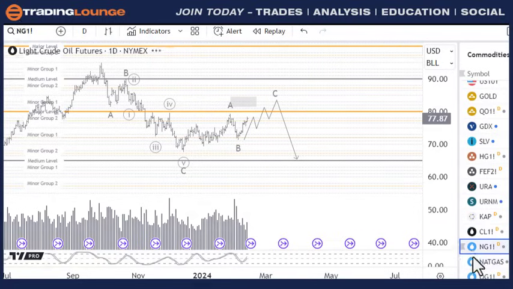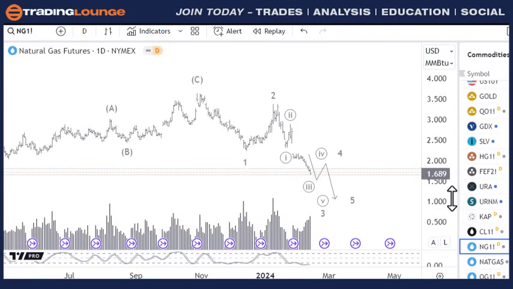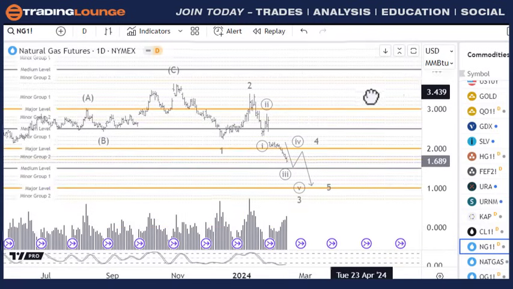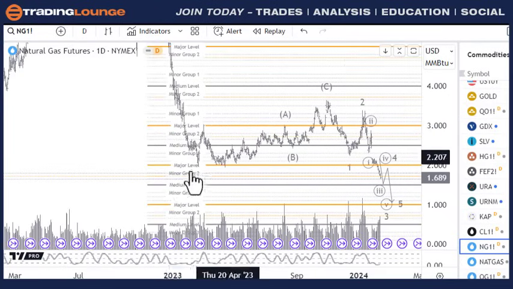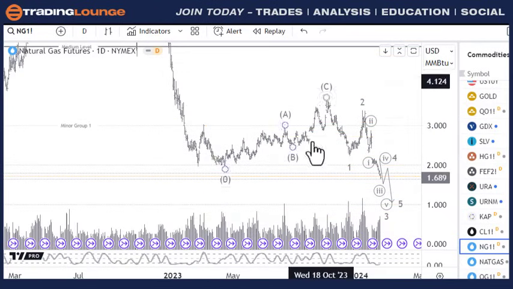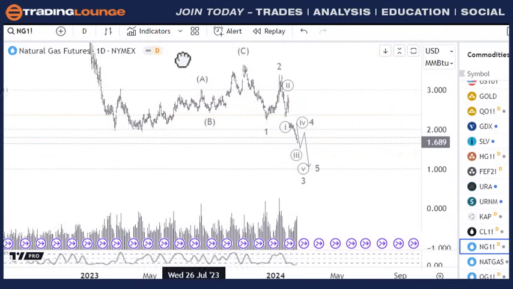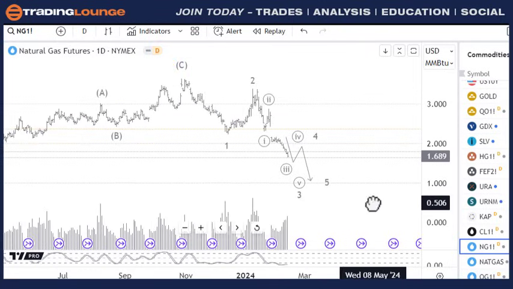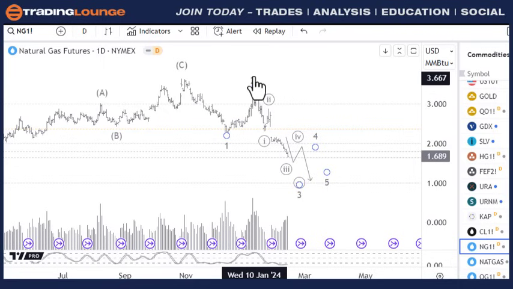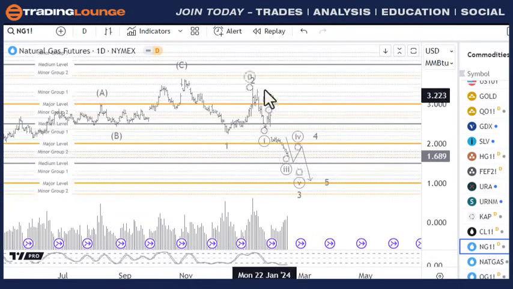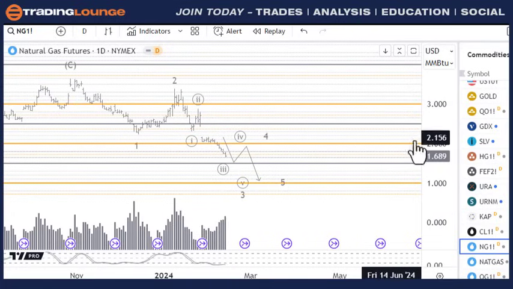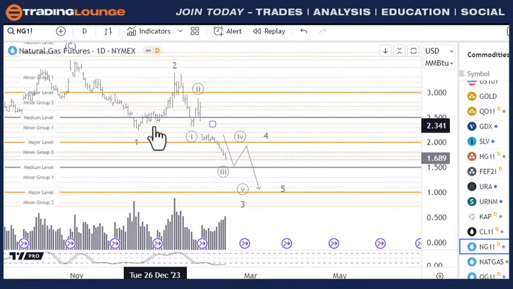Rightio, so then we come to natural gas, which is bearish. So we're looking at this as wave three here with wave four up here, and then looking down for wave five here, and in that wave five we're looking for wave one and two here. Different tops here, the cash market, the spot market's different from other markets. This is just NYMEX here, so this top could be viewed in different ways.